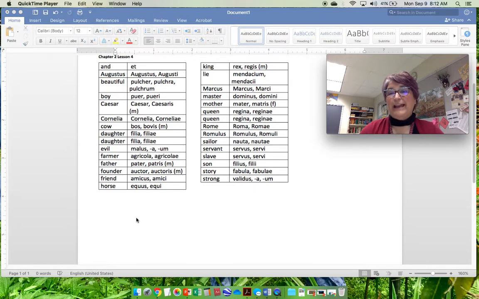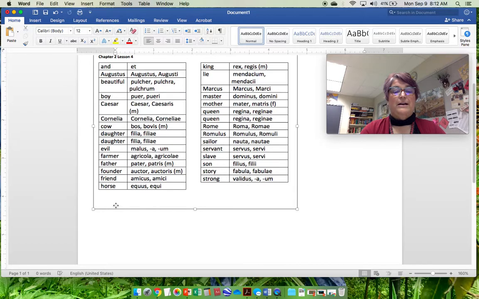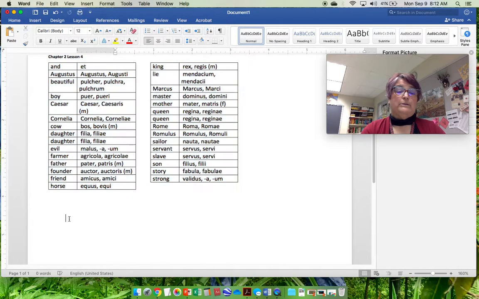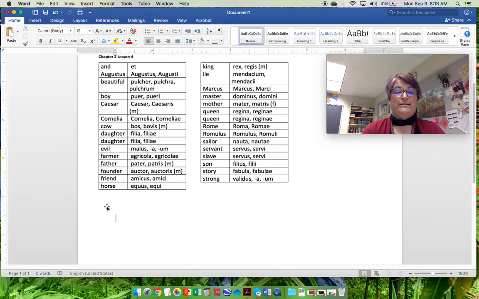So let's take a look at how we're actually going to use a vocabulary list to write some sentences in Latin. Let's say that we want to write this sentence in Latin: The daughter of the sailor is strong. Okay? So I need to find the word for daughter on my vocabulary list, which is right here.